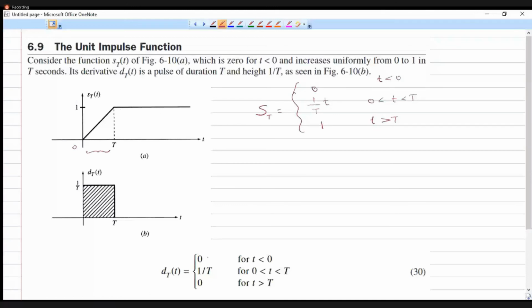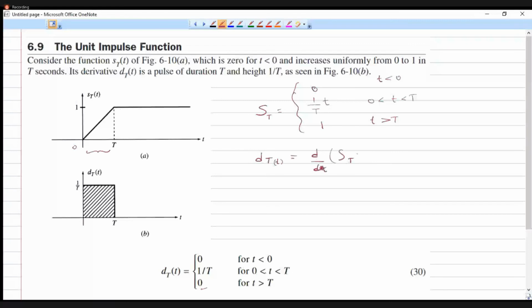So its derivative could be written as d_T of t. So when we differentiate 0, it is 0 for t less than 0. When we differentiate 1 by T into t with respect to t, it will be equal to 1 by T, and it will be the value for t ranging from 0 to T. And when we differentiate 1, it will be equal to 0 for t greater than capital T. So this is the function that we get when we differentiate s of t. So small d_T of t is nothing but d by dt of s of t.